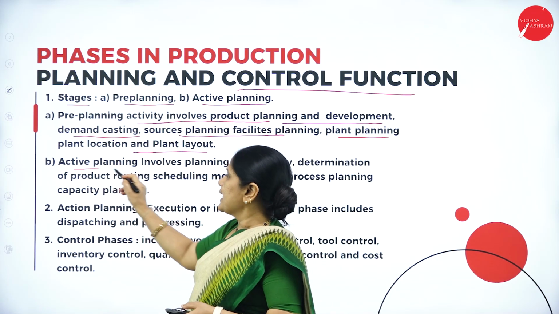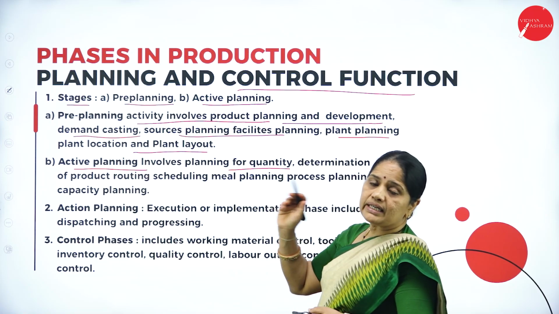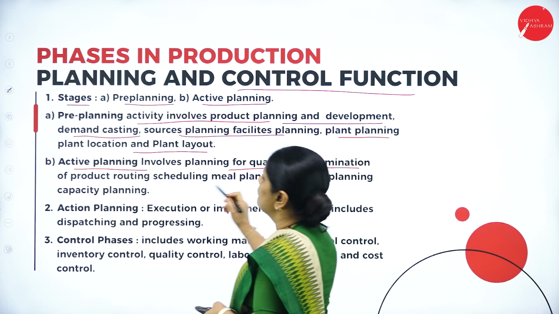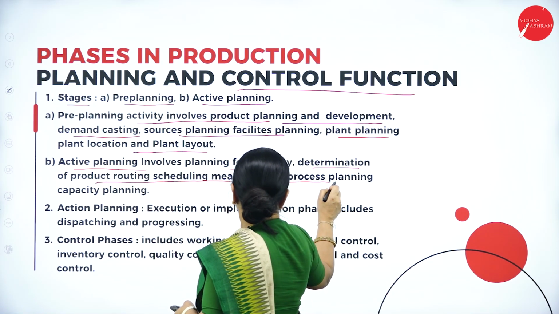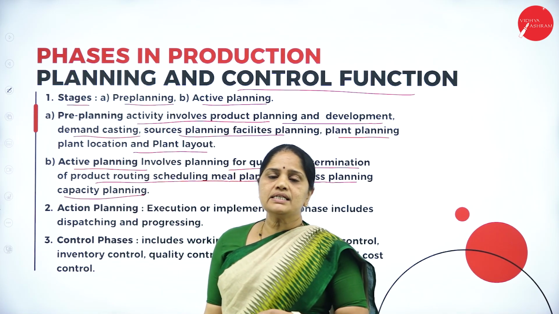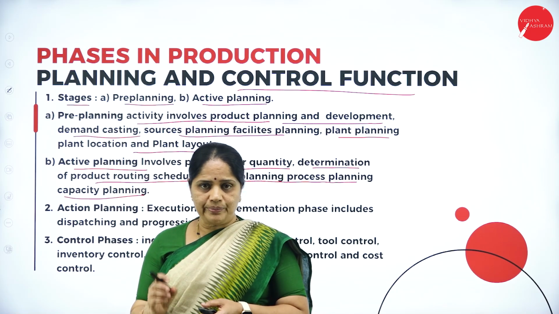Next, we have the active planning. So, active planning involves planning for quantity. What is the quantity of materials to be produced? Determination of product routing, scheduling, material planning process and capacity planning. So, in this we will be deciding about the actual production, what is to be done.